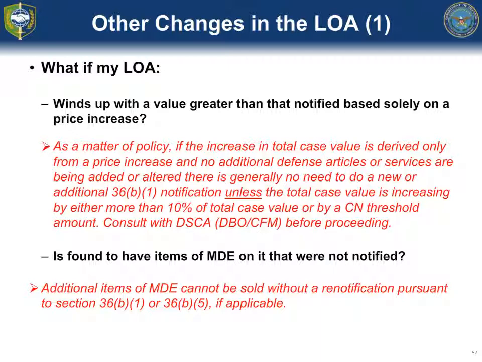If I'm dealing with a very large case and I'm dealing with an increase in MDE, say the country wants to buy 2 more fighter aircraft, and the cost of those fighter aircraft, that MDE cost, is less than 10%, but still trips the congressional notification threshold of $14 million, I've got to do the re-notification. That's the policy standard. What if my case is found to have items of MDE on it that were not notified? Well, you can't sell them without a re-notification 36B1. You might have to start fresh and do a whole new 36B1 or do a 36B5 if applicable.